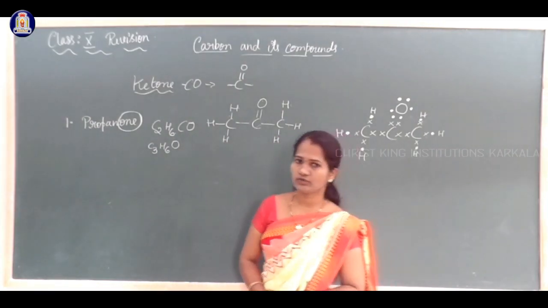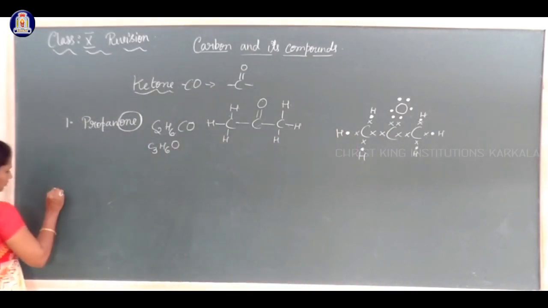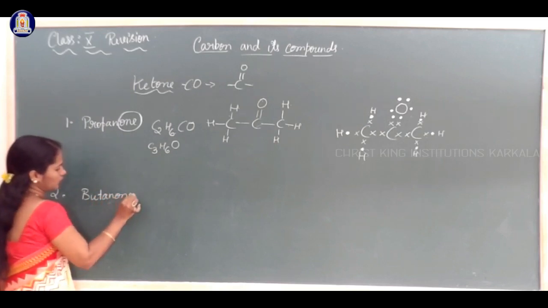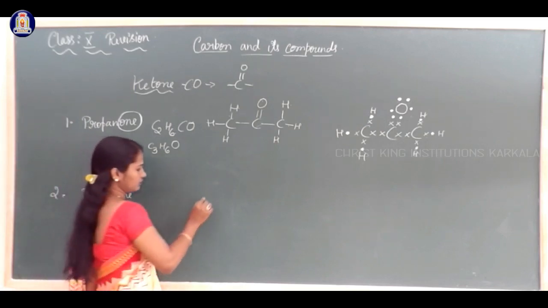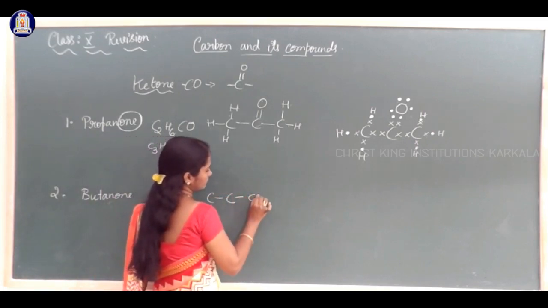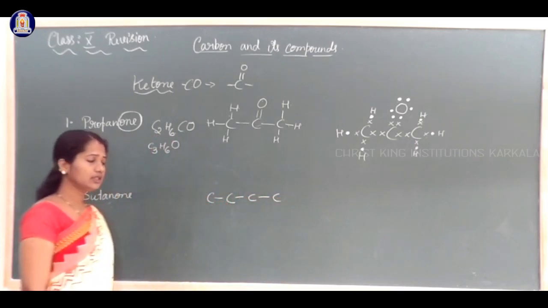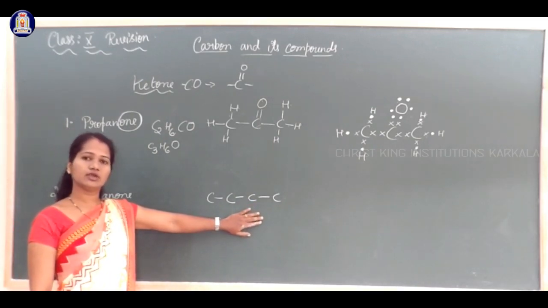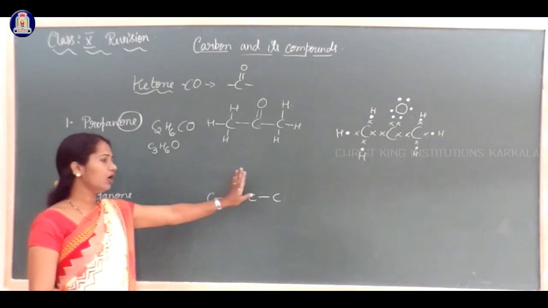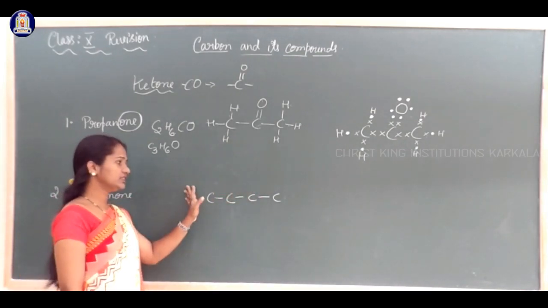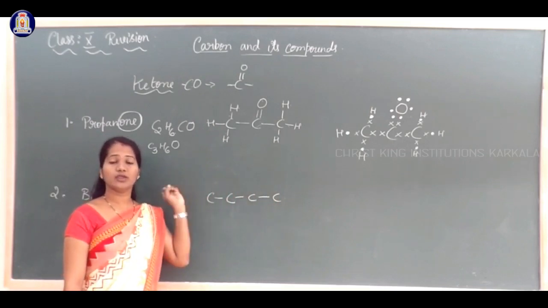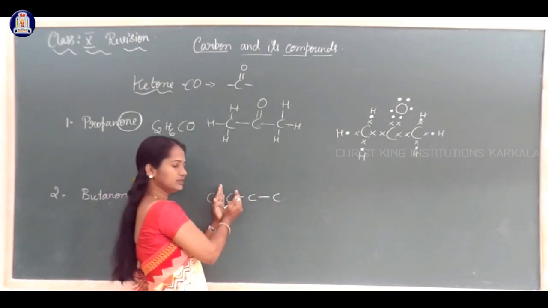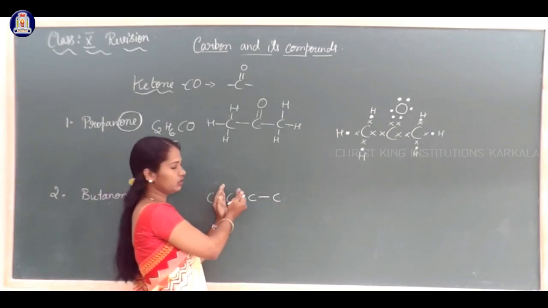Now we will go to the next one, butanone. The second compound of the ketone family is butanone. But means 4 carbon atoms. In these 4 carbon atoms, one ketonic group I have to write. You can write this ketonic group for the second carbon or for the third one. I said for the first and last you should not write the ketonic group. The ketonic group should be in the middle of the chain, so the second or third carbon.